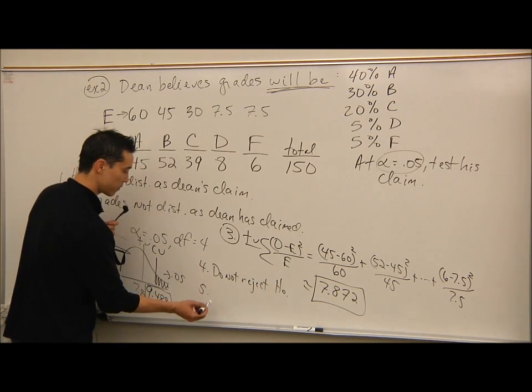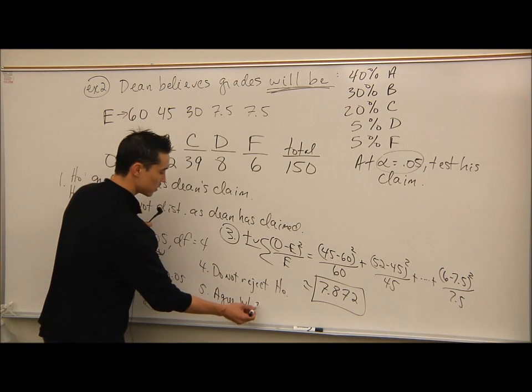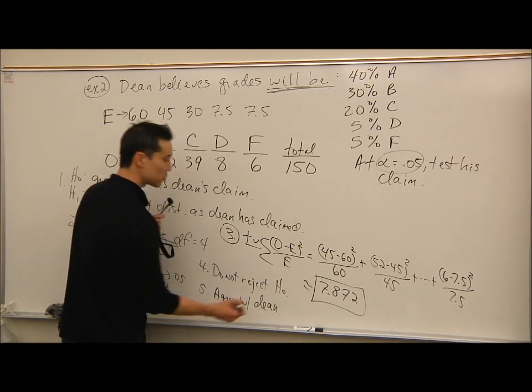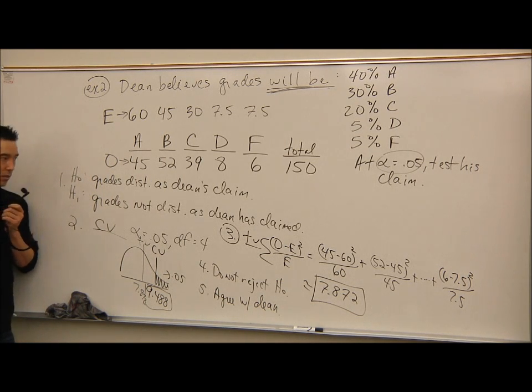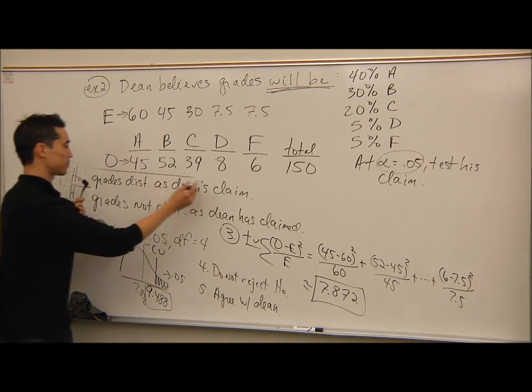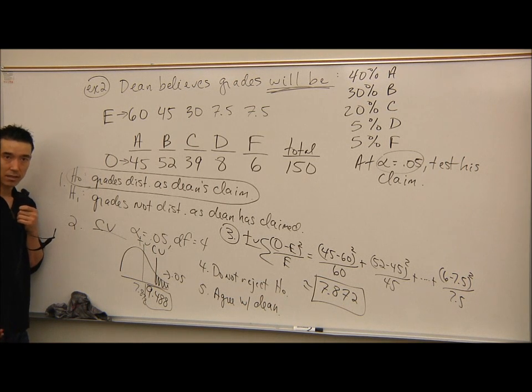And step 5, we agree with the dean, right? Because in this case, it was like an equal situation, and the dean's hypothesis was the H0, so we're going with the dean's claim. Questions on this problem? So what we did today was goodness of fit. The next time we're going to do test for independence and homogeneity of proportions. Okay, and that'll be the end of chi-square distribution. Then we'll move on to the other stuff.